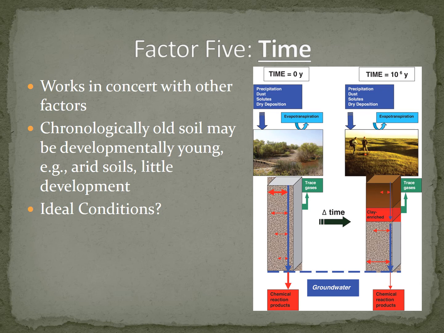You could see a soil that is hundreds of thousands of years older than another, but because of where it's located, maybe it's in a desert, it shows very little to no development versus a younger soil that's somewhere where there's a lot of rainfall and it's very hot is going to show much more development. So time is one of those weird factors that matters but doesn't. Does that make sense? If it doesn't, let's chat.